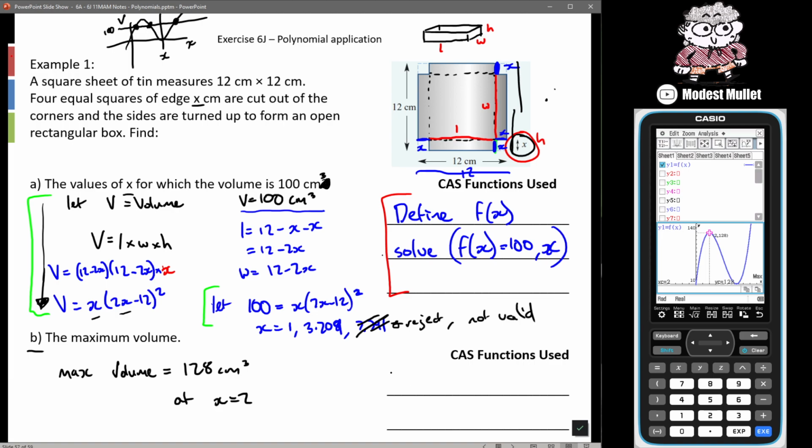What were the CAS functions used? Well, we graphed, and then we did analysis, G-Solve, Max, and it found it for us. So nice and easy.